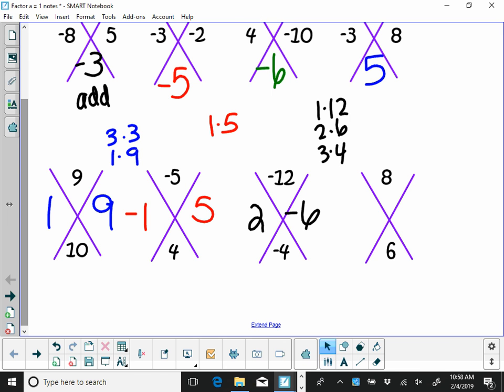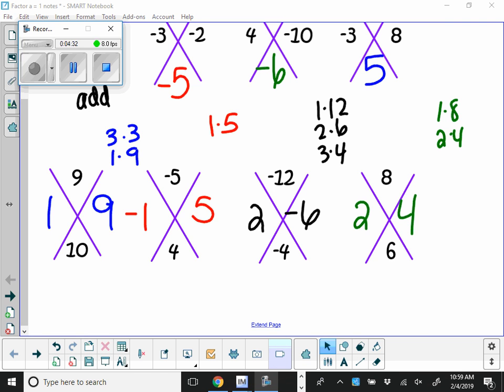All right, so then the next one is 8. So we've got 1 and 8 and 2 and 4, right? So what's it going to be? 2 and 4. Everything's positive, you're good to go. Take a second.